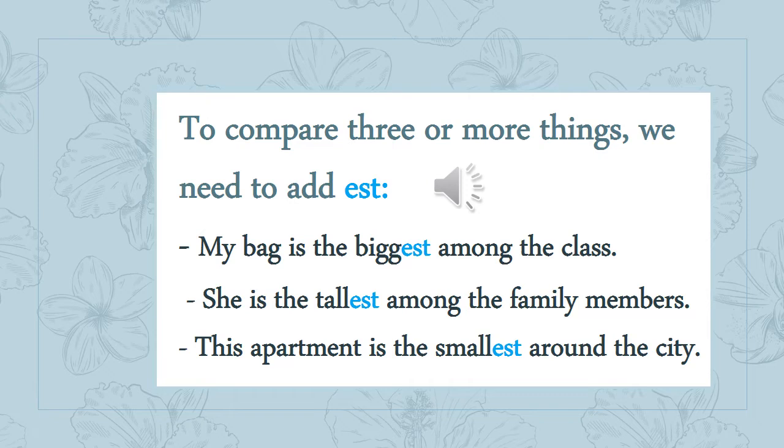We said in order to compare 3 things and more, إذا عندي 3 أشياء دا أقارن بينهم أو أكثر, we're going to use the superlative form of the adjective. راح نستخدم صيغة التفضيل. So we're going to add est to the adjective. راح نضيف est للصفة. So my bag is the biggest among the class. جنطتي الأكبر among the class. She is the tallest, هي الأطول, among the family members. This apartment is the smallest around the city.